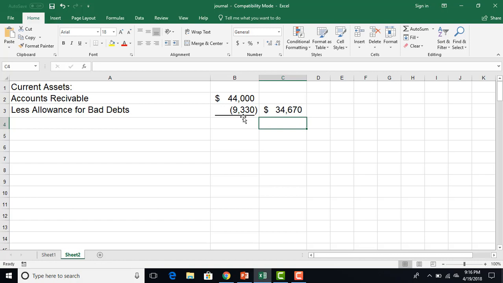I'll be coming back to you in 1 minute, and we'll be talking about the percent of receivables method as well as the aging of accounts receivables method.